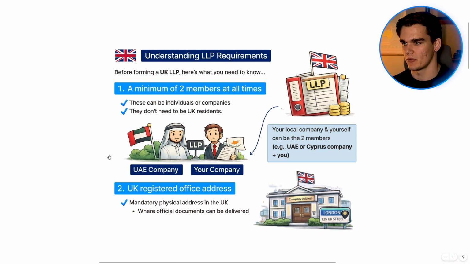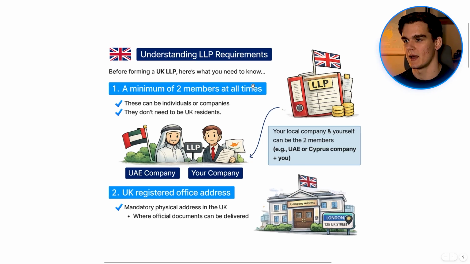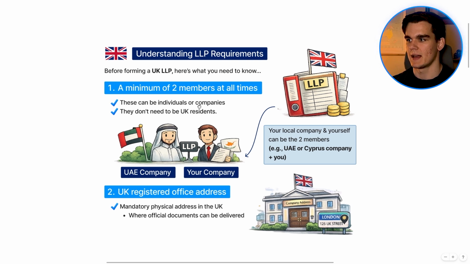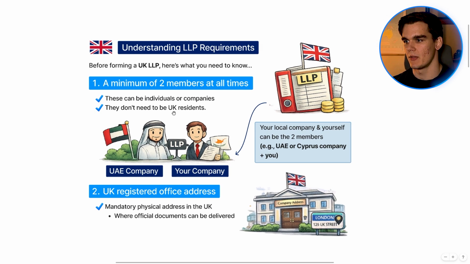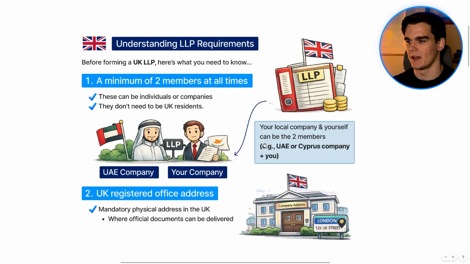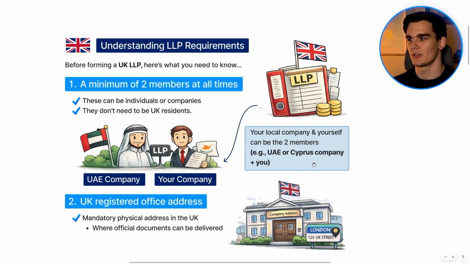Before we start the actual formation process, let's quickly go over what you need to know about UK LLPs. First, you need a minimum of 2 members at all times. These can be individuals or companies and they don't need to be UK residents. Now, if you live in countries like the UAE or Cyprus, you can also make your local UAE or Cyprus company a member of the LLP and yourself. This way you still have 2 different entities as members of the company.